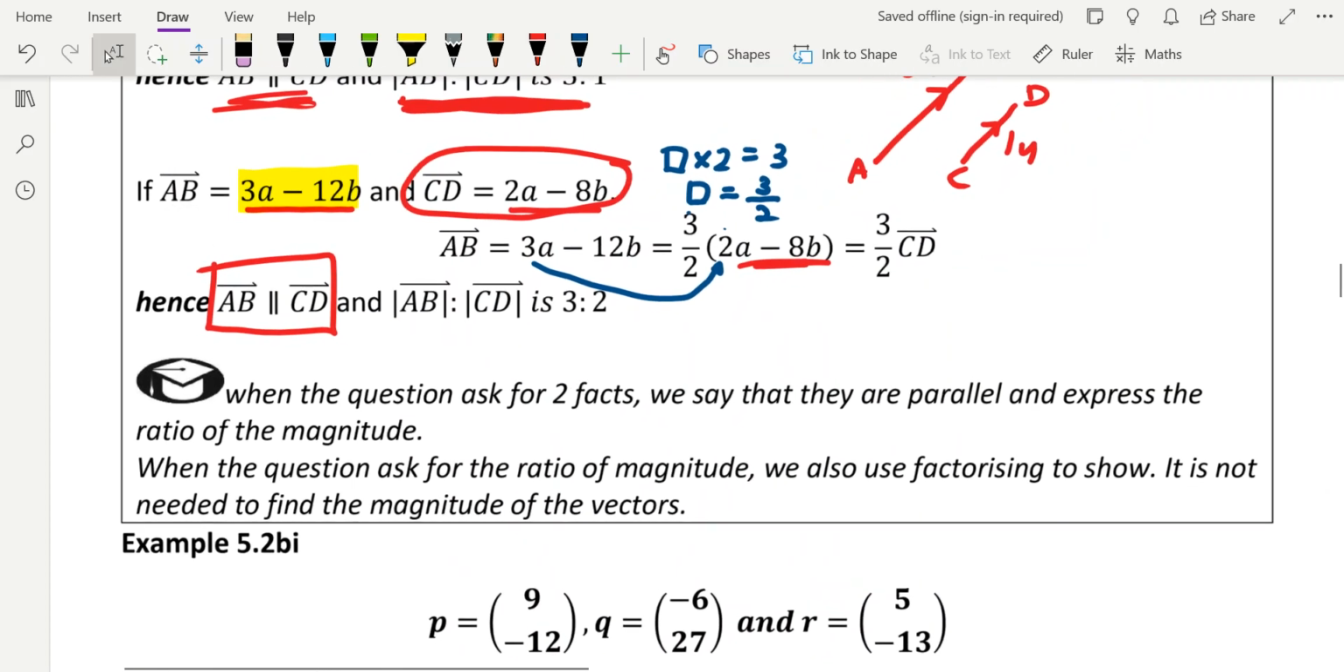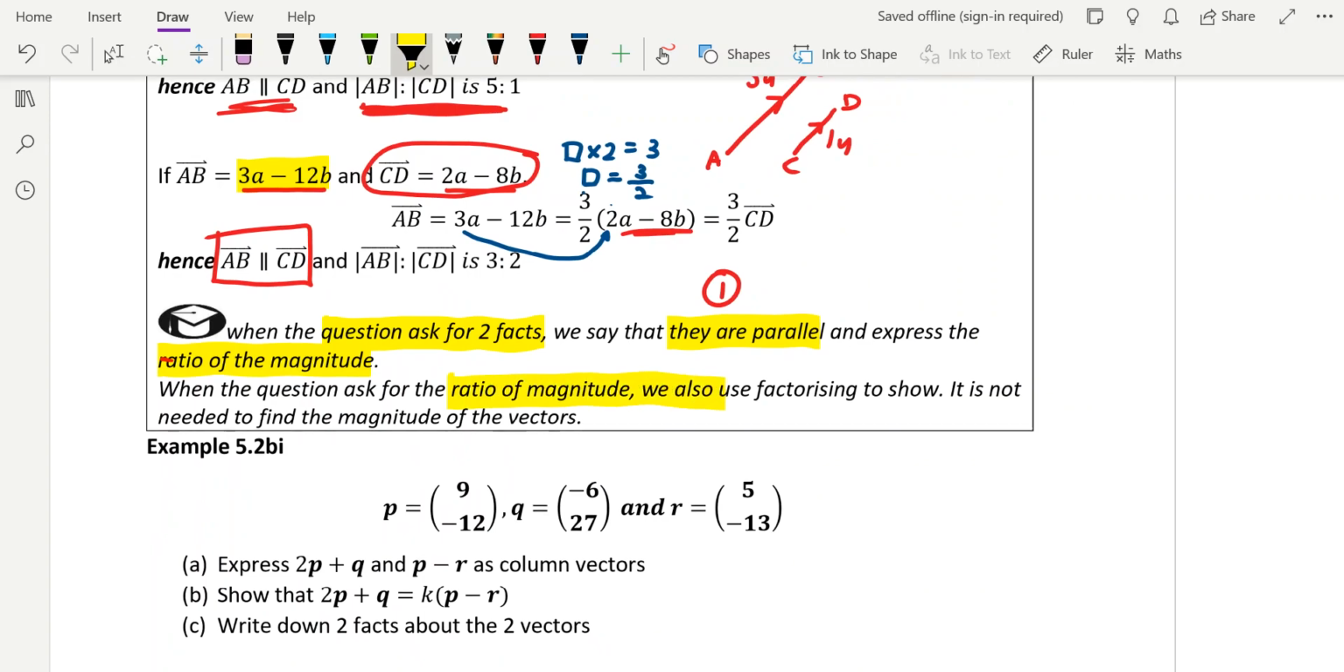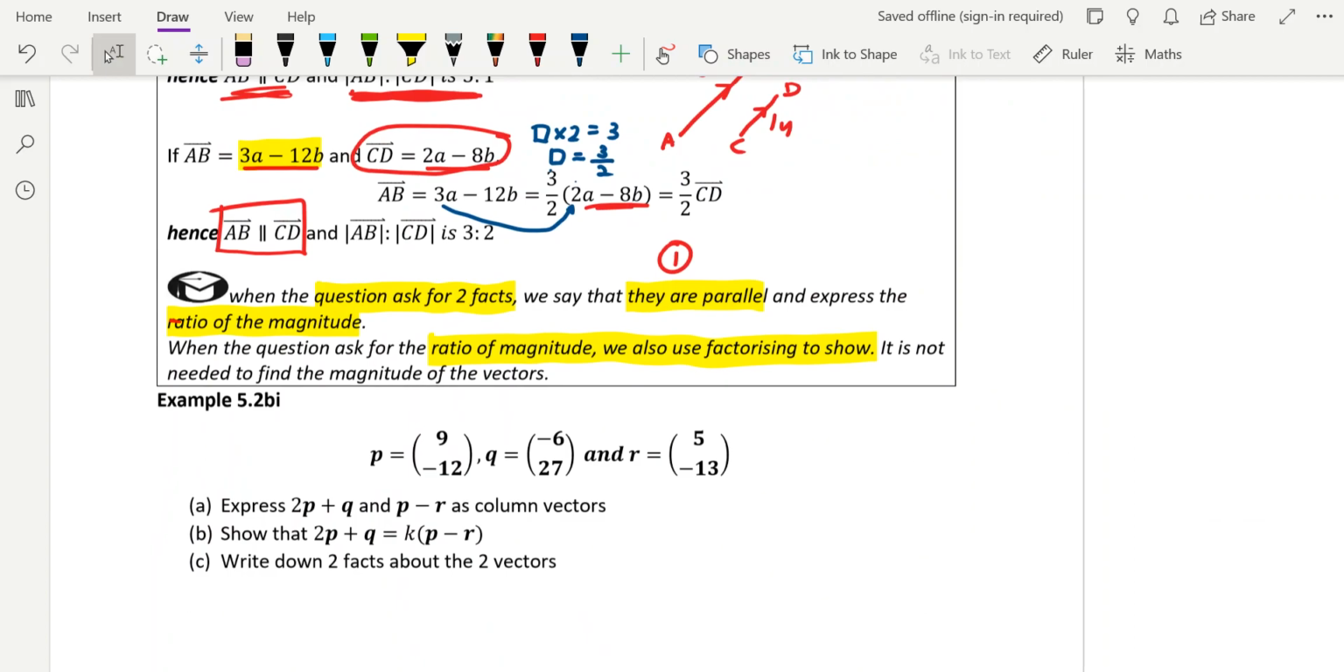Usually the question, after asking you to show that they are parallel, or in the next part, you will learn, to show that they are collinear, will ask for two facts. Number one, they are parallel. That's the first fact they are going to give you. Number two, express the ratio of the magnitude. Whenever you see the question ask for the ratio of the magnitude, use this factorizing method to show it. It is not necessary to find the magnitude of the vectors.